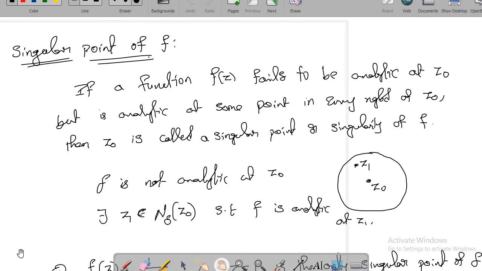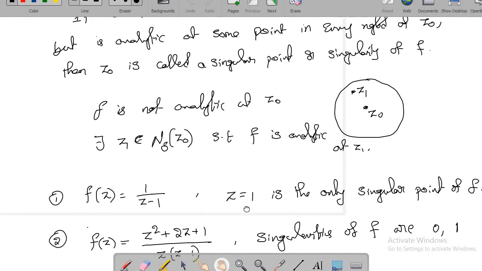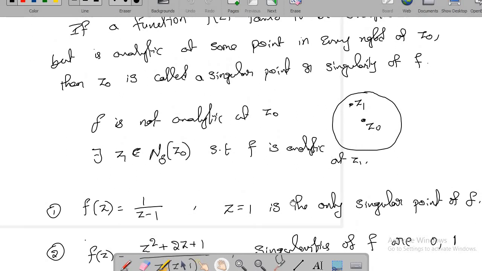Okay, let us quickly recall what we have discussed in the last class. We discussed singular point of a function. For a complex function, we say a point is a singular point when f is not analytic at that point, and in every neighborhood there is at least one point at which f is analytic.